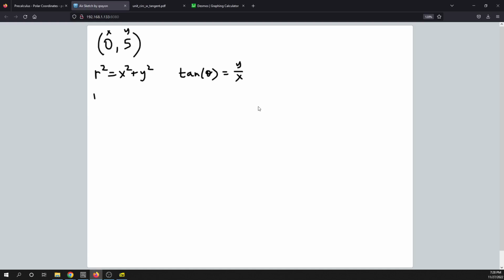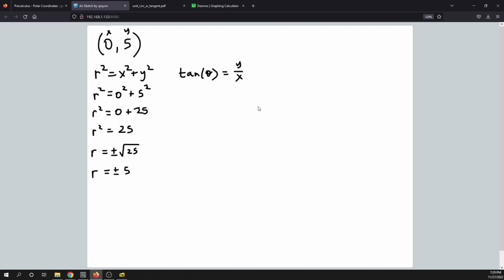So for r, we go ahead and plug in 0 for x, 5 in for y. So we get r squared equals 0 plus 25. So r squared equals 25. And solving for r by taking the square root, we get plus or minus the square root of 25. So we have two answers here. r equals plus or minus 5.